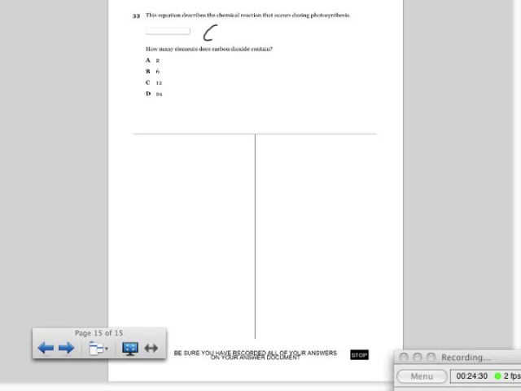It's CO2, actually 6 CO2, plus we're going to also have water, so 6 H2O, yields C6H12O6 plus 6 O2. Basically, that's the photosynthesis reaction. How many elements does carbon dioxide contain? Carbon dioxide is right here, and it says elements. So what's my answer? Just 2. Okay, any questions on this?